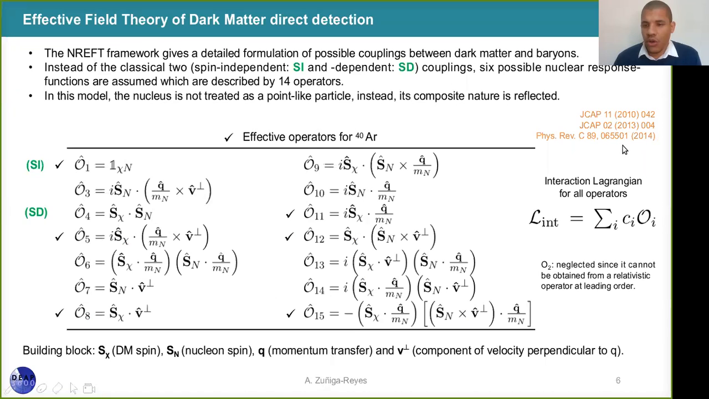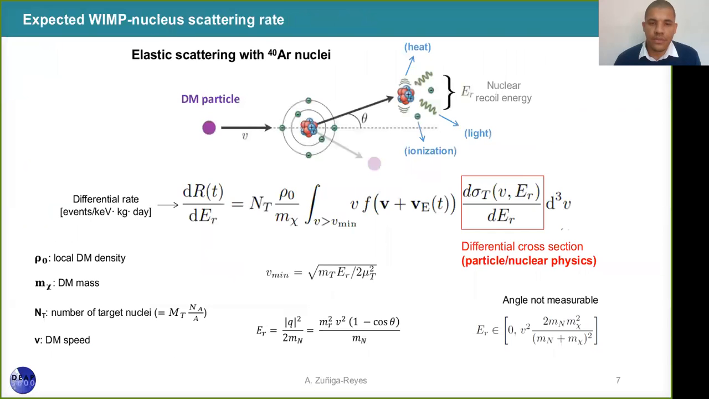Okay, the dark matter nucleon interaction is written as a sum over the 14 operators, with CI denoting the coupling constant associated to the OI operator. And the operator number 2 is neglected. Okay, as I said before, we expect that the WIMP interacts with the nucleus, and the nucleus will recoil, producing some signal that in our case is light.